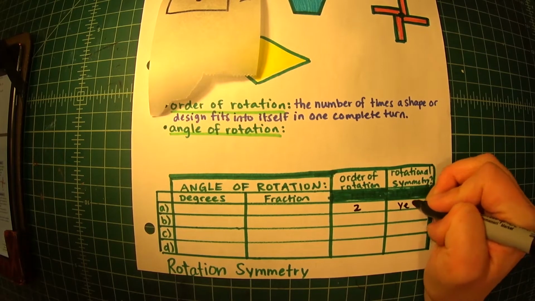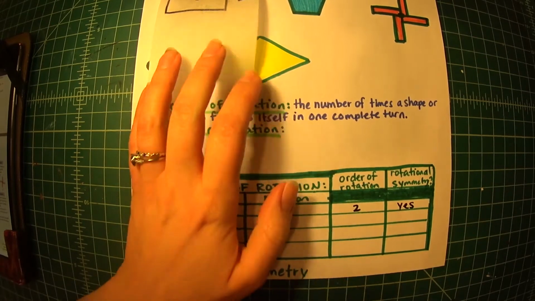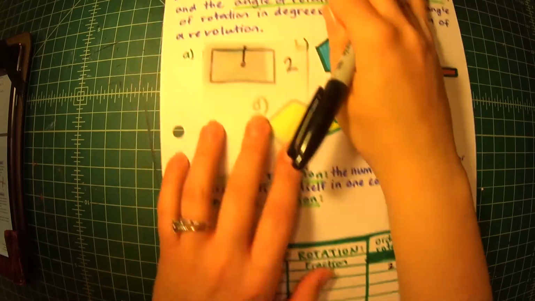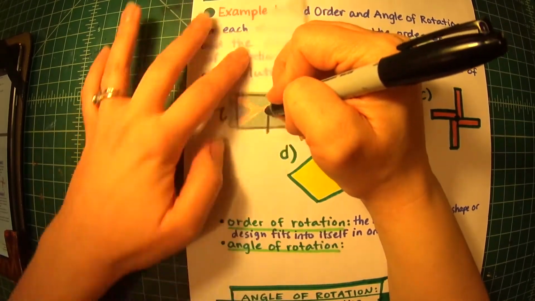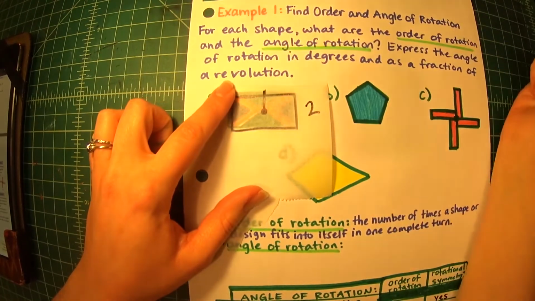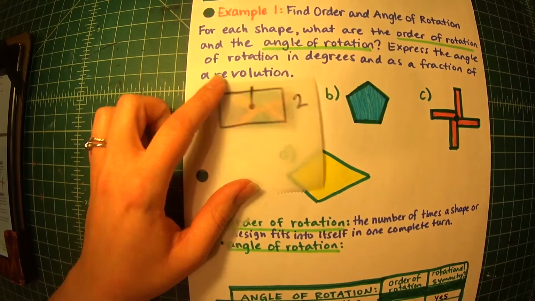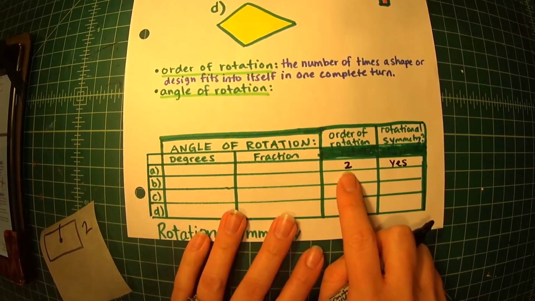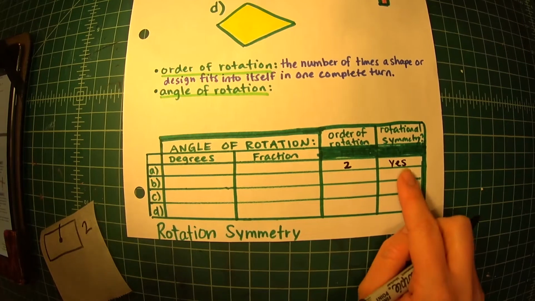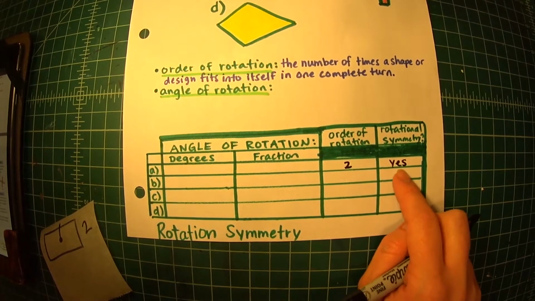a yes. Okay, if the only time it matches up with itself is when it gets back to the starting position, then that means it doesn't have rotation symmetry. So then we would say no. So in this case, it matched up with itself twice in the complete turn, so yes, it has rotation symmetry.